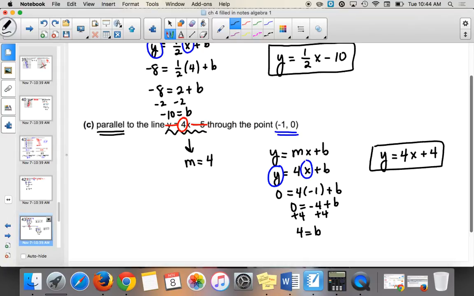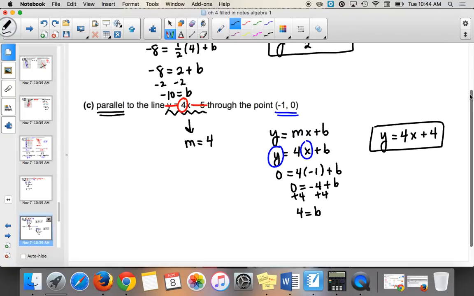Okay, are you guys understanding this? Kind of all. Parallel and perpendicular? I know what they are, but when you see it, you don't always know what to do. So when it says parallel, you use the same slope. You get that, right? Yeah. When it says perpendicular, use the opposite reciprocal.